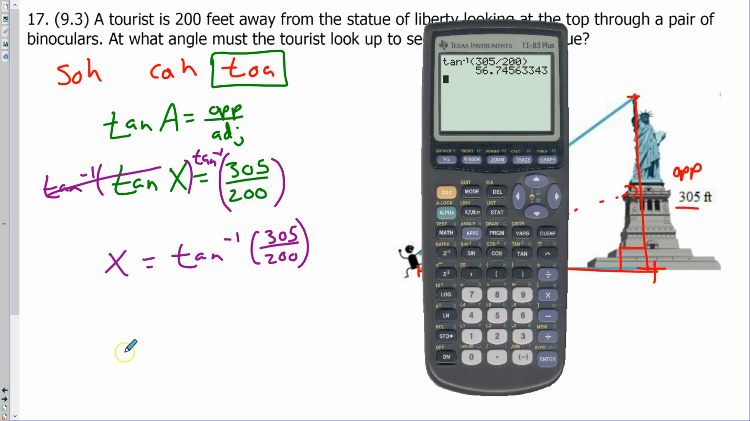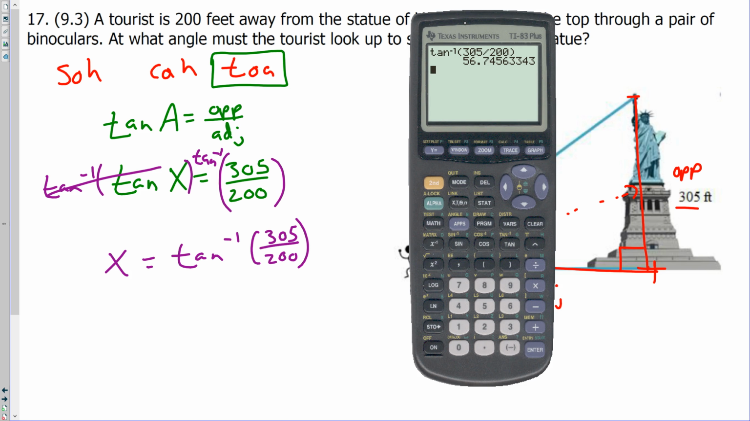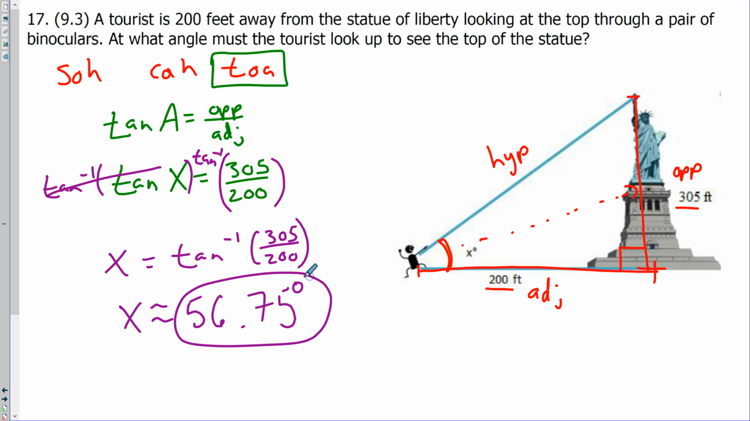So when I type in my tangent inverse, I get my 56 point something, and if you're not sure what to round to, they didn't tell us any information on how many decimal places, then you're going to go to the default instructions on the exam, which is to 2 decimal places. So 745 would round up to 0.75. So this is about 56.75, and our angles are measured in units of degrees. So we want to make sure we have that degree symbol on our answer.